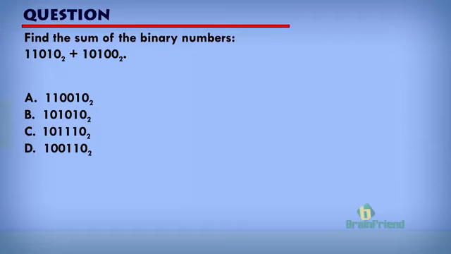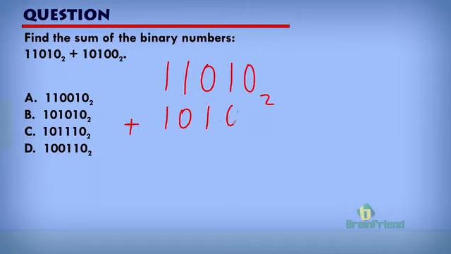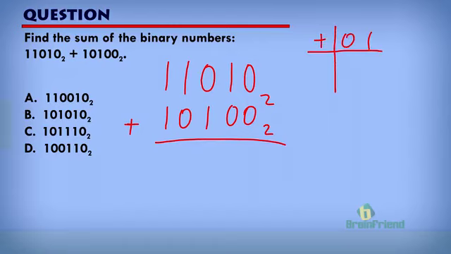Find the sum of the binary numbers 11010 base 2 and 10100 base 2. From our rules, quickly write them down somewhere like this so that we don't forget them. We say 0 plus 0 will give us 0, 0 plus 1 will give us 1, 1 plus 0 will give us 1, 1 plus 1 will give us 10. 0 being written down, and 1 carried over to the next significant bit.